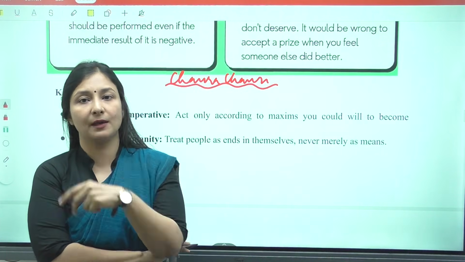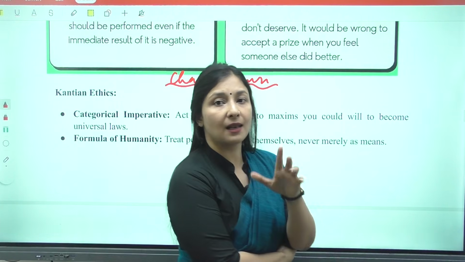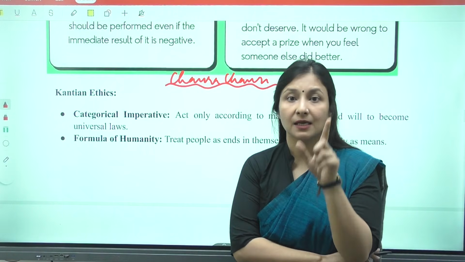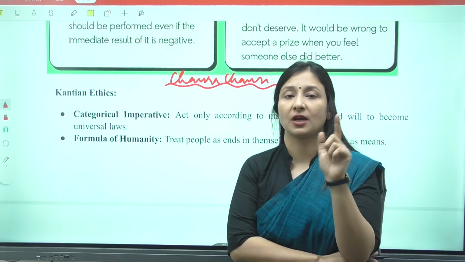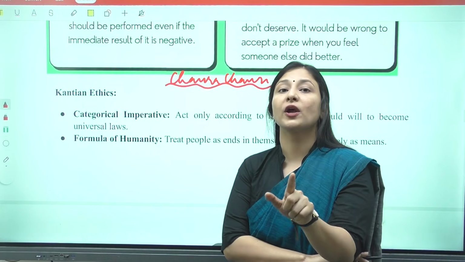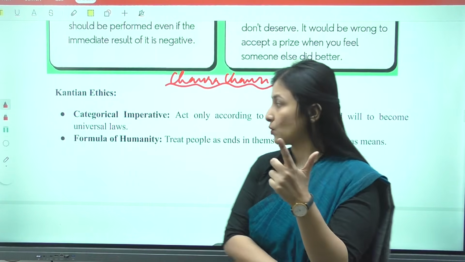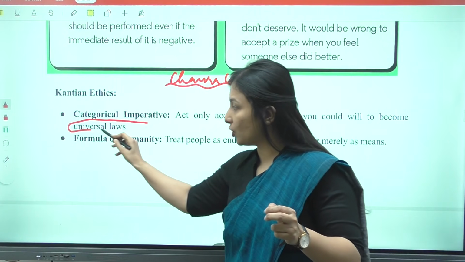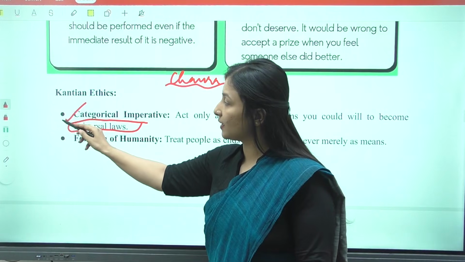Is it clear? Now, Immanuel Kant says that there is a categorical imperative. What is this categorical imperative? Suppose he says lying is wrong. Now, why is lying wrong? Because it is a universally accepted objective norm. It is going to set a bad precedent in the society, right? So this becomes your universal law. This is your categorical imperative.